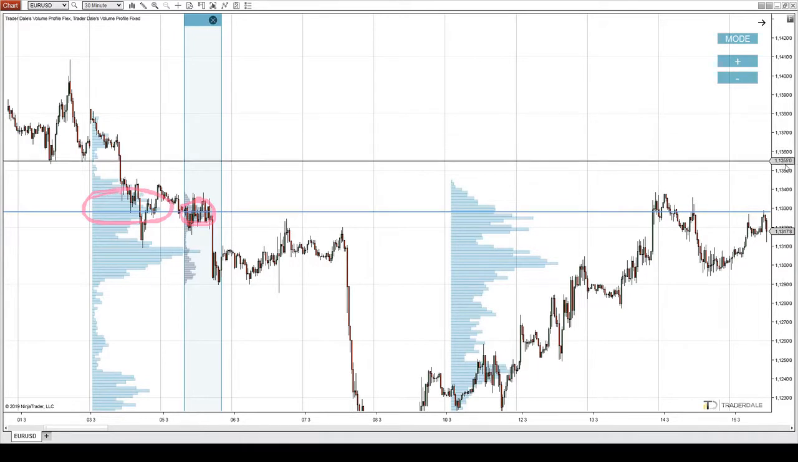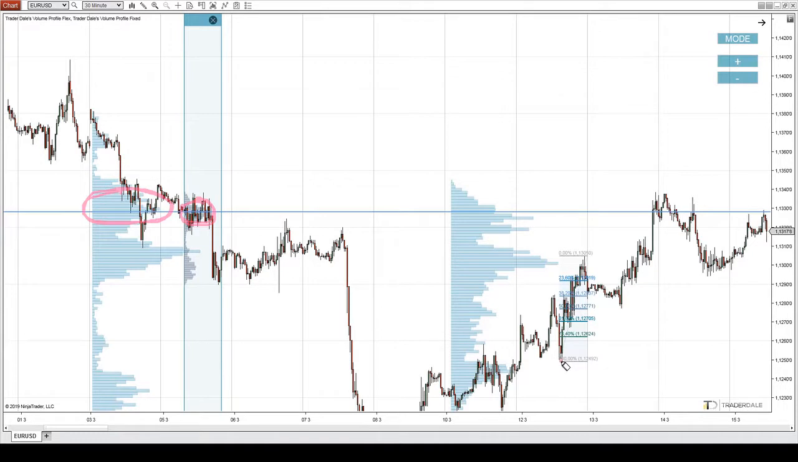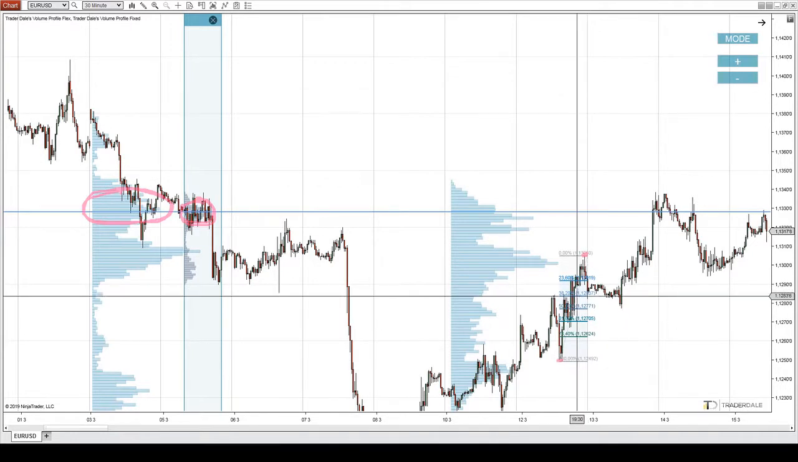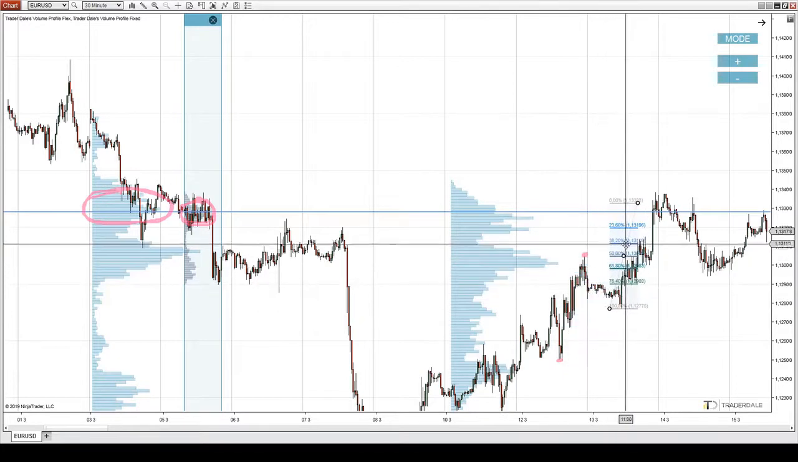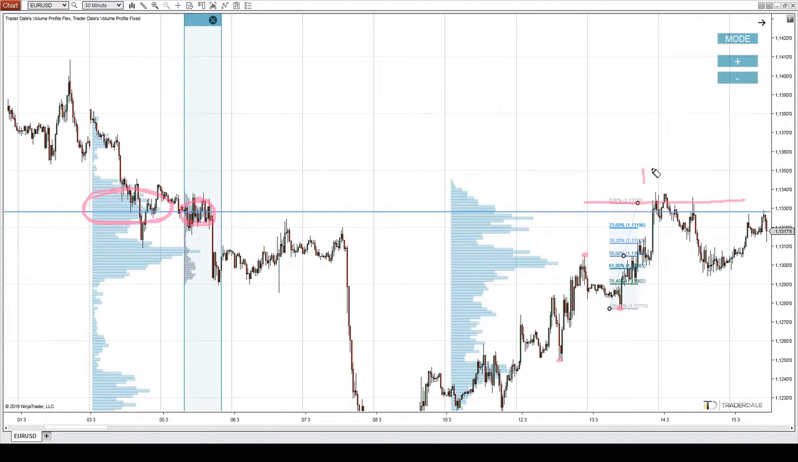And also there is the ABCD setup. This is point A, this is point B, this is point C, and this line is the D. So A, B, C, D, and from here you go short. Alright, so this is the ABCD setup. As you can see, it confirms this area, this strong resistance area.